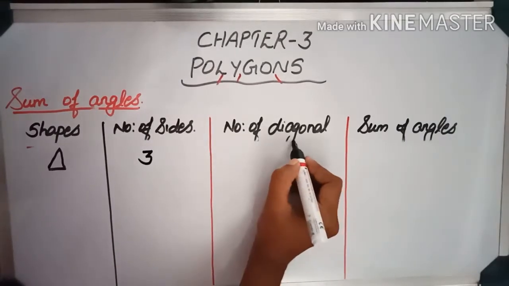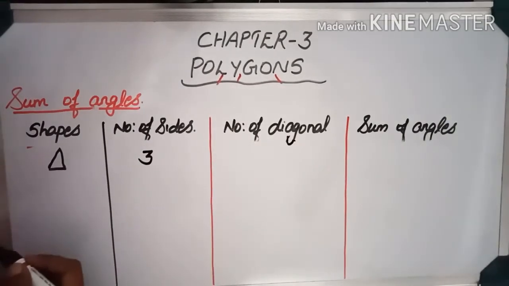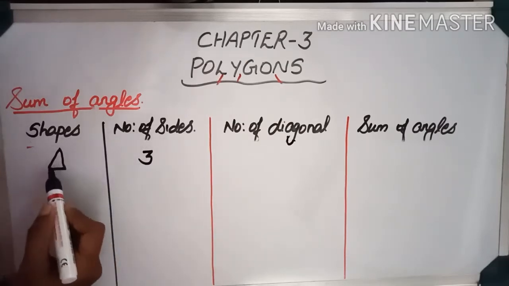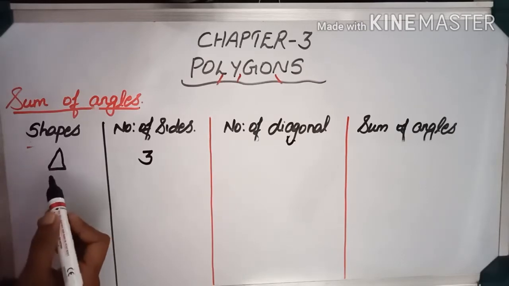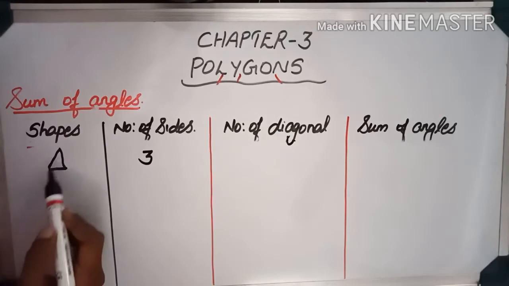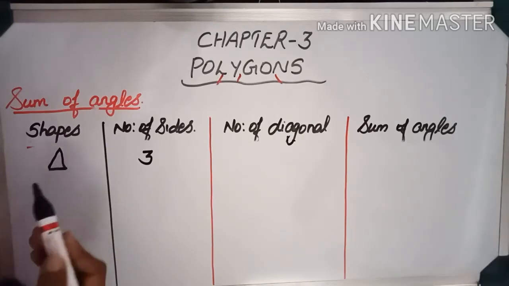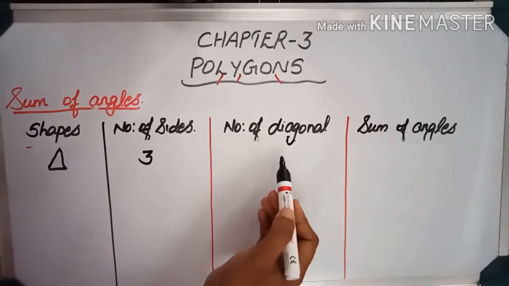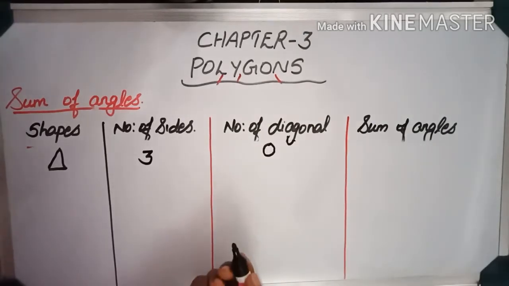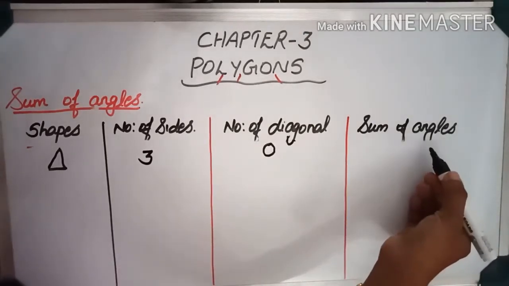Next is number of diagonals. Number of diagonals means joining opposite vertices. But here we can't join opposite vertices because they are already joined. This is one vertex and this is another vertex. These two vertices are joined already. So number of diagonals here is 0. No diagonal here.